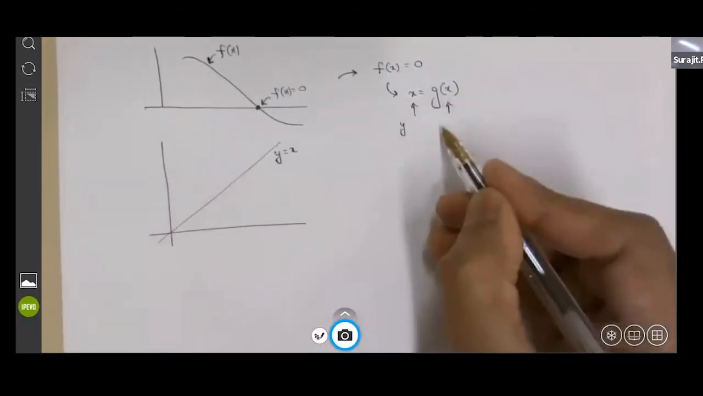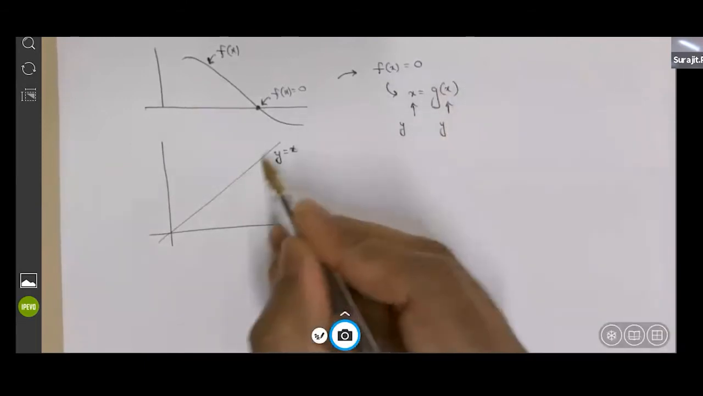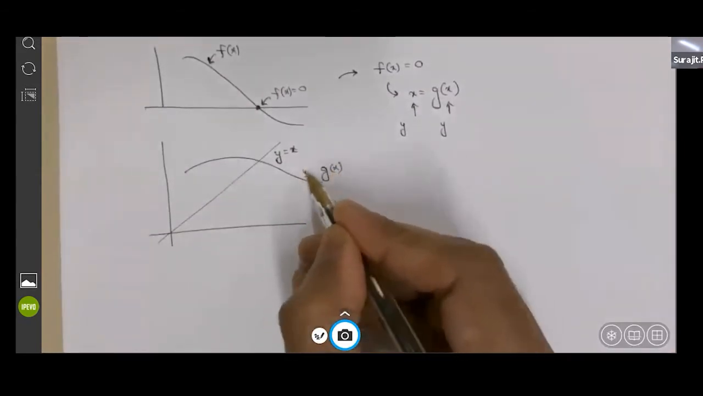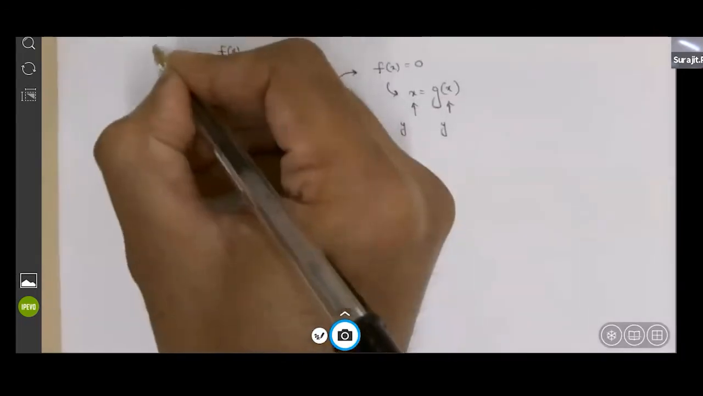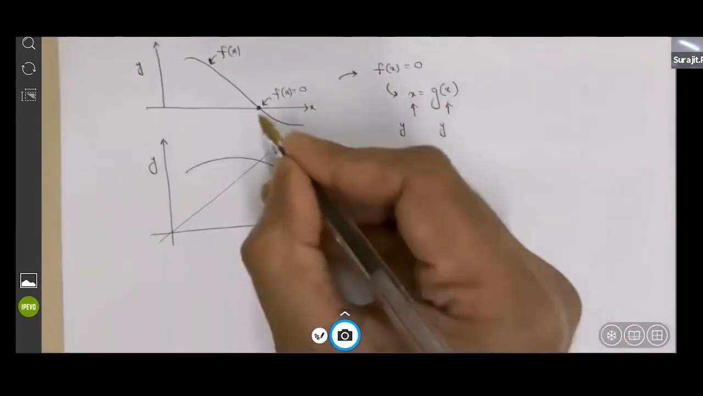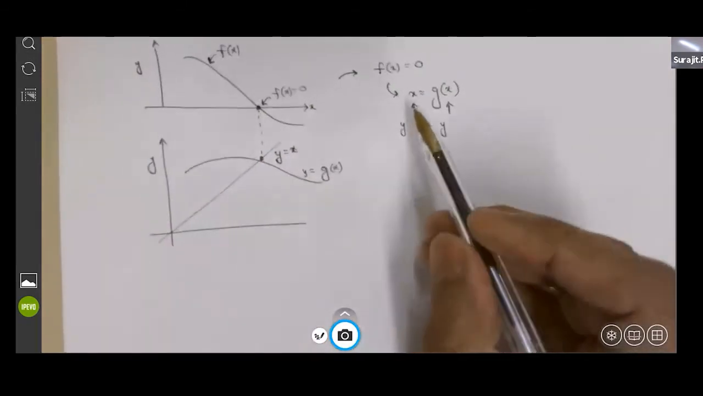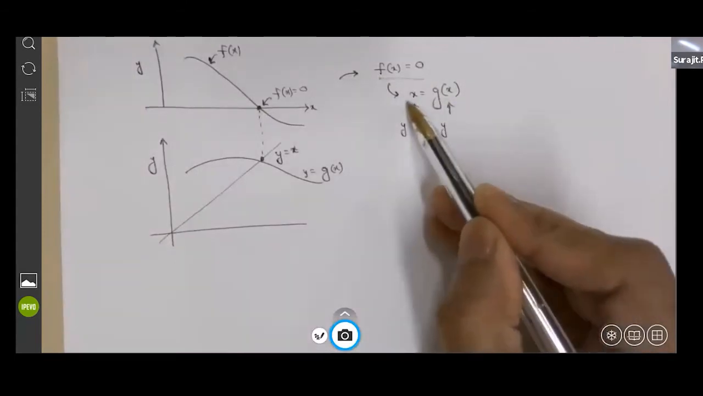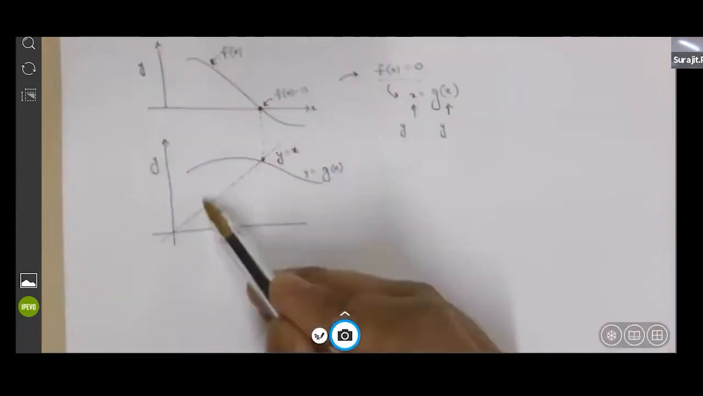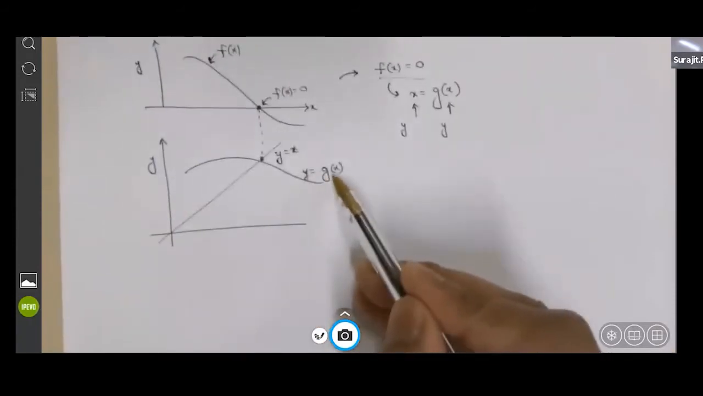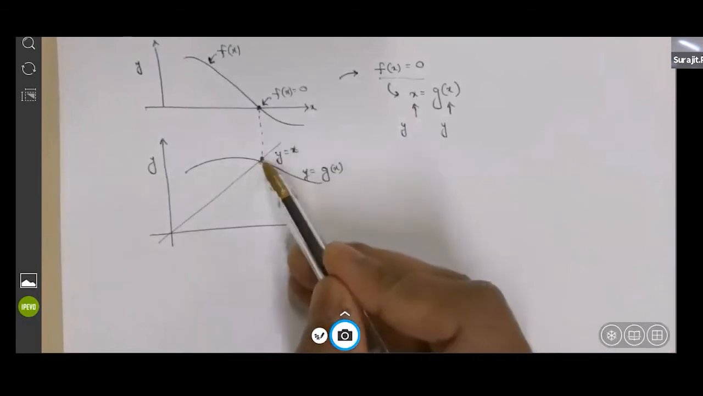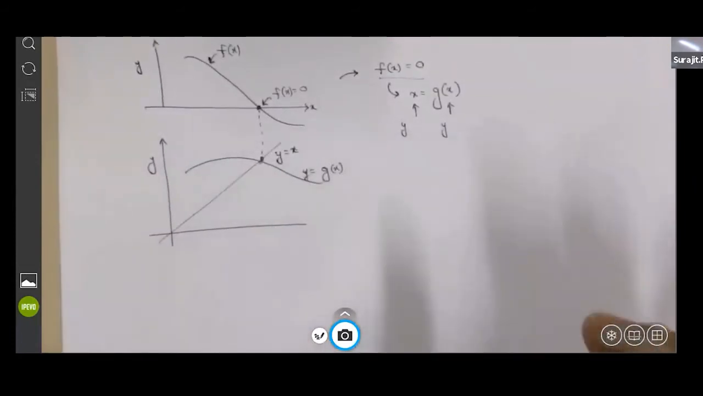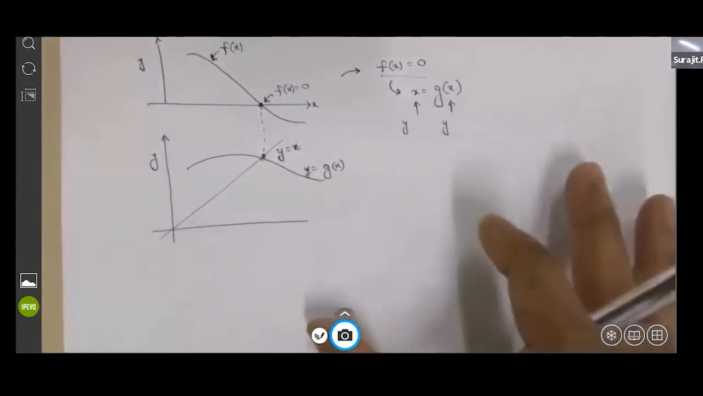So we are trying to find the intersection of these two functions. One is a straight line, y equals x, and another is y equals g of x. This is y and this is x. The method transforms the function into this form, where it solves for the intersection of a straight line with another function, g of x. Wherever the intersection happens, that is the root of the function. That is the basic idea, the basic philosophy behind the fixed point iteration technique.